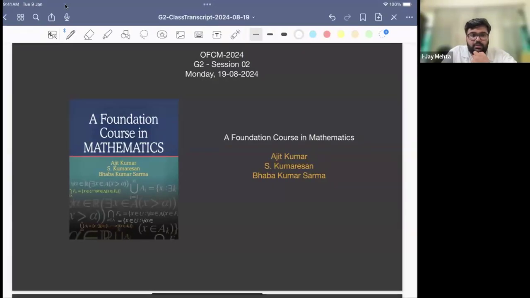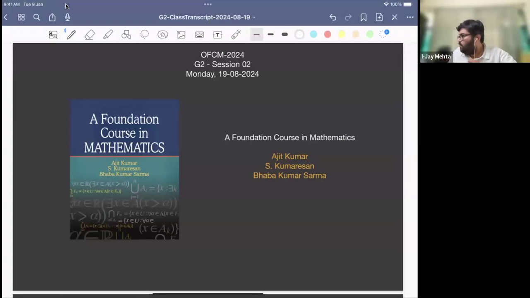Yes, so this is actually the book that we are following. It's a foundation course in mathematics, by Ajit Kumar, Kumresan sir, and Baba sir, and published by Narosa. This is the book that we are following, right? And it's a very nice book, a must-have book.